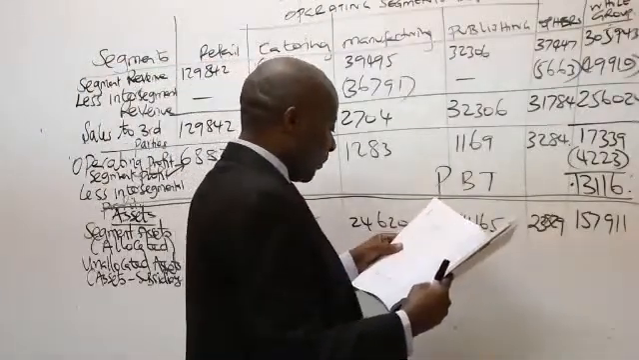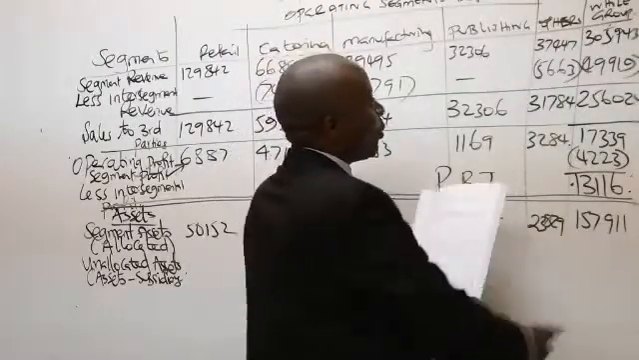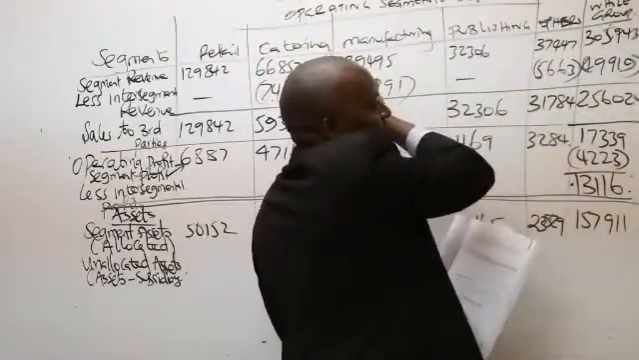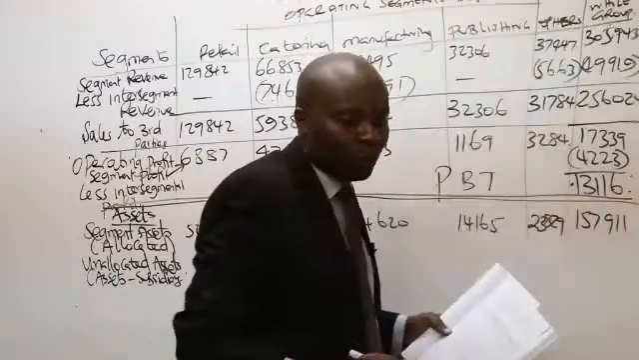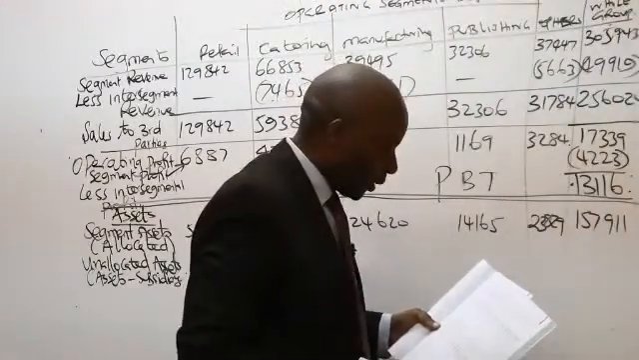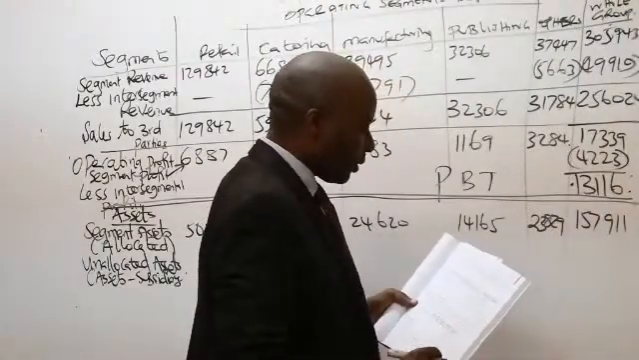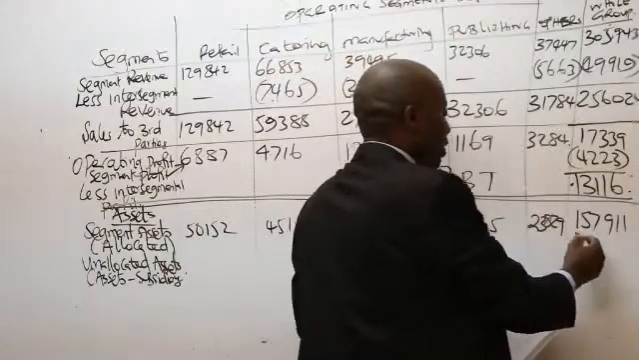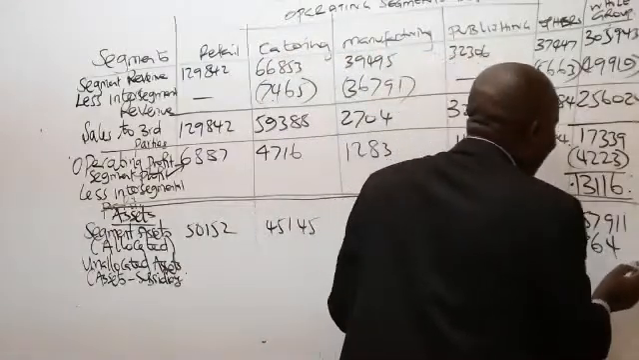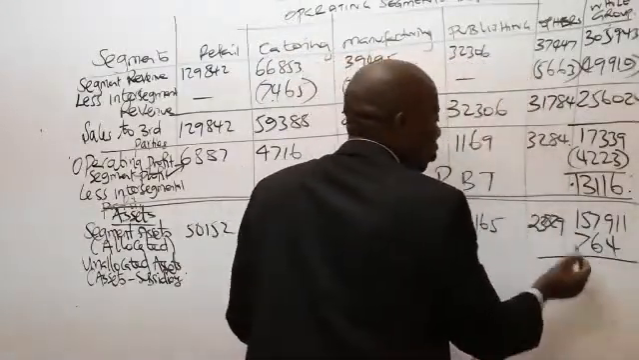wanasema ni pesa ngapi? Ni 764. Of course, now I'll account for it because it doesn't belong to any segment. I'll account for it under the whole group. The whole group also comprises subsidiaries. So now we have here 764. And that is it. Come and give me the total.